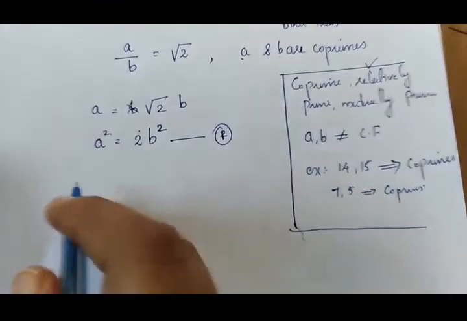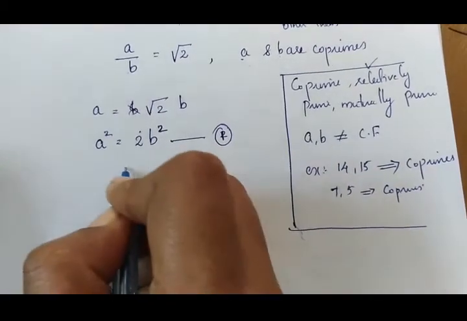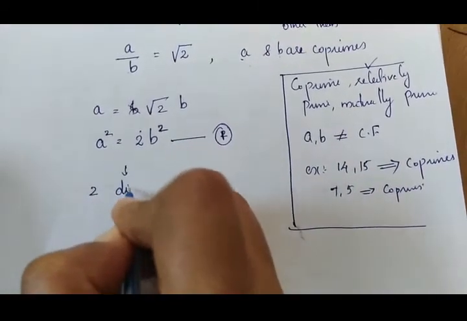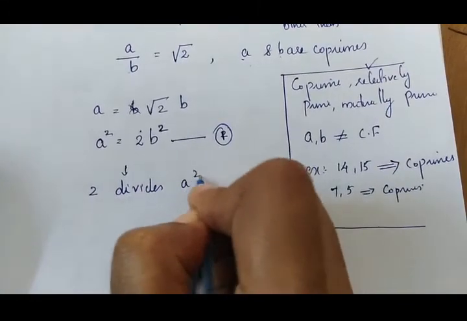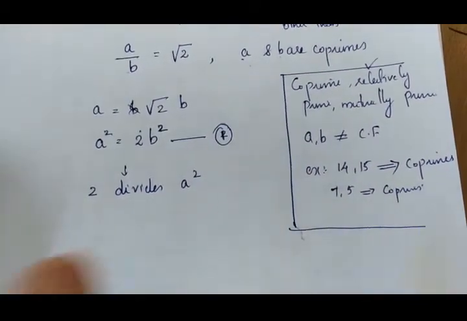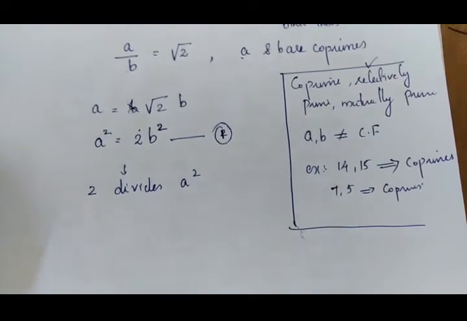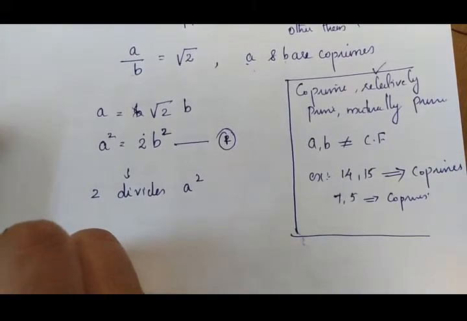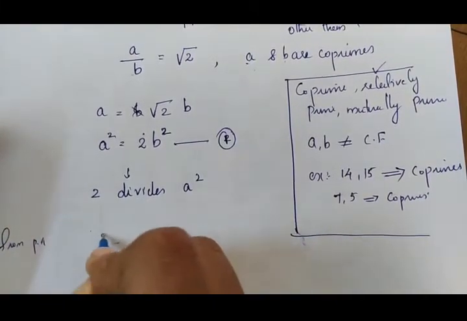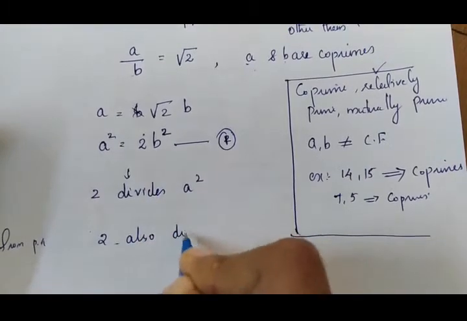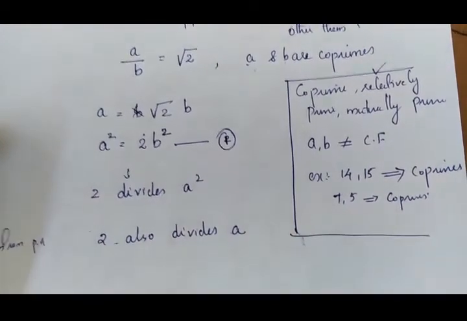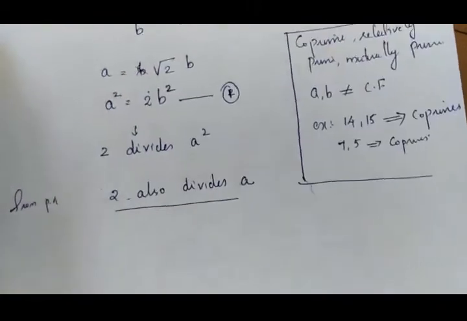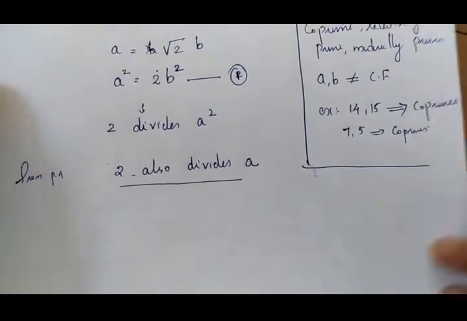In this statement, we can say that 2 divides A square. From the previous theorem, we state that if P divides A square, then P divides A. According to that theorem, we can say that 2 also divides A. So it's one of the important statements. 2 divides A.